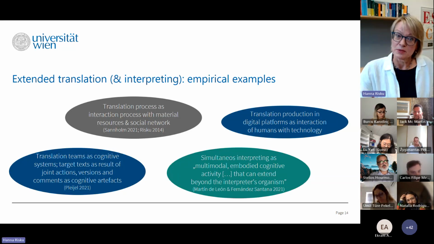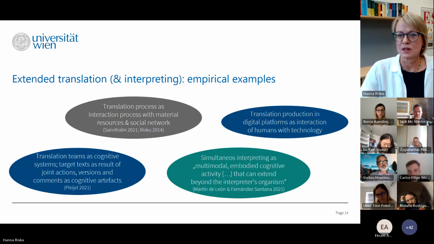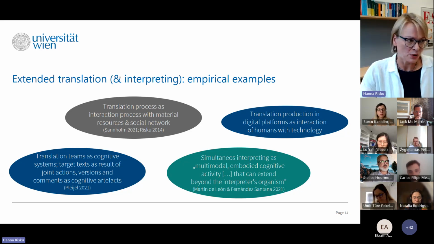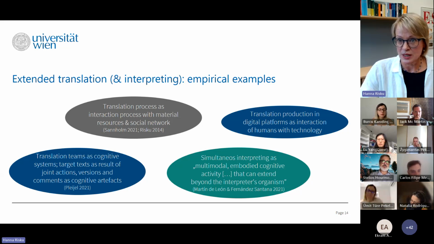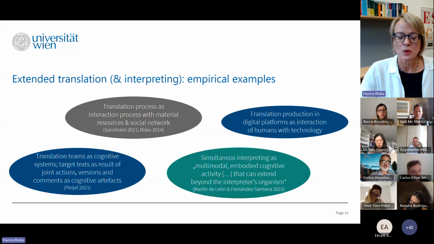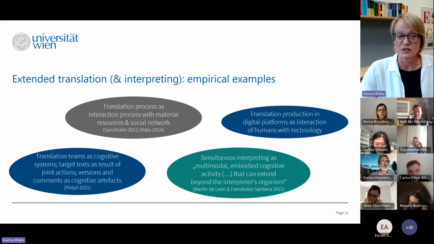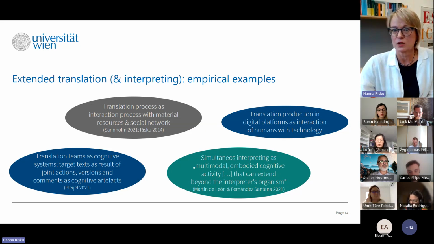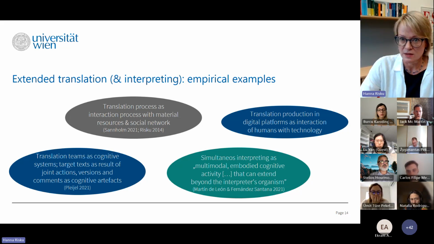Okay, let us look at examples of how this extended view can be applied in empirical research. In research on translation, one would focus, for example, on how translation agencies with their project managers, in-house and freelance translators, revisers, clients, language technology tools, other technical communication resources, and infrastructure translate texts.